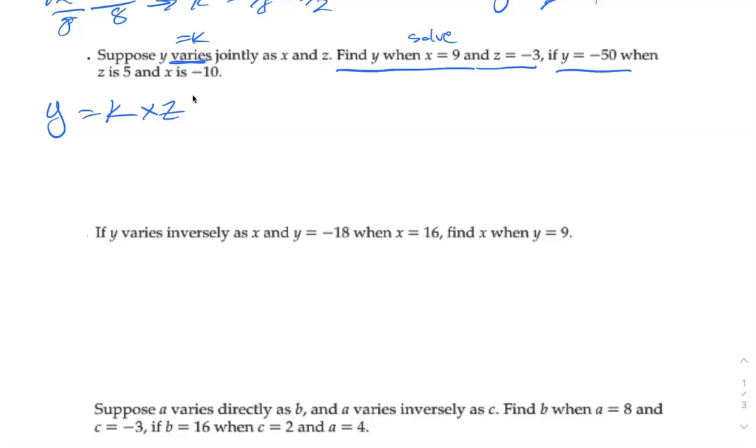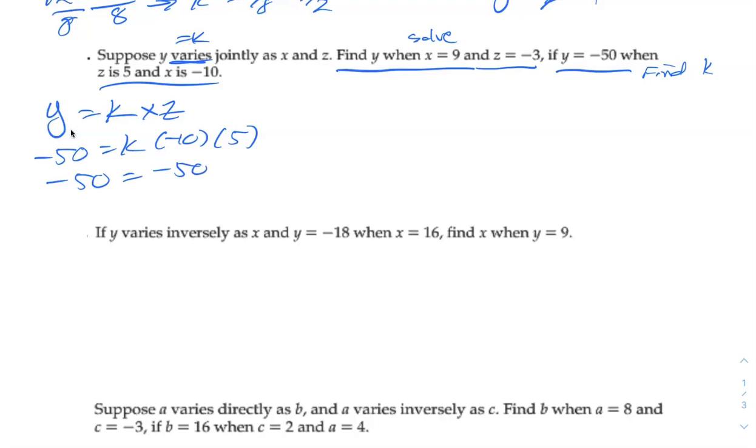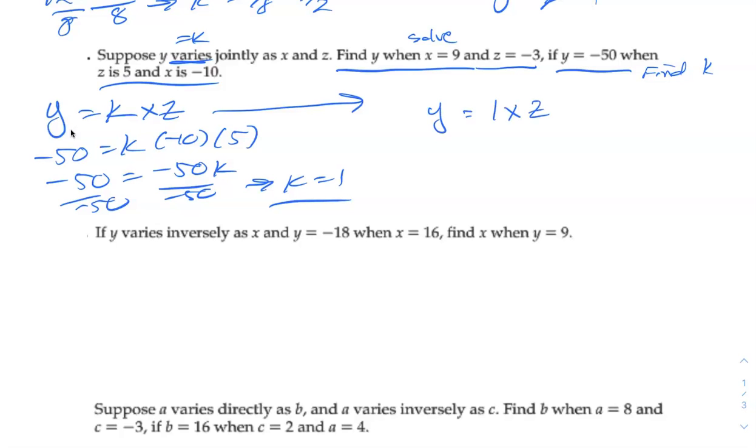So this we're going to use to find k, after the if, because that's the information I can use to find my k. I have every single value there. So just plug it in and solve for k. Y is -50, k I don't know, x is -10, and z is 5. So -50, if I reduce this, I get -50 also. Divided by -50, I get k equals 1. I'm going to plug it into my equation here: y equals 1xz.